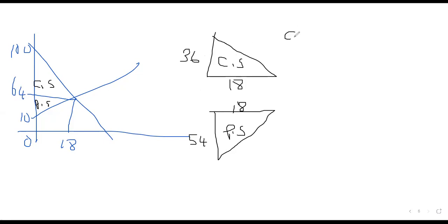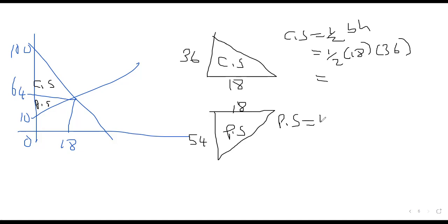So we know consumer surplus is what? Half base times height. So here we're going to have 18 and 36. Here we're going to have 18 and 54. Can you help me get the figures?